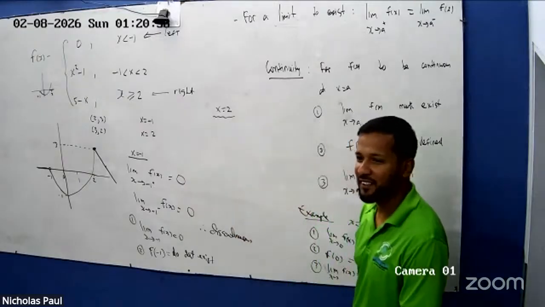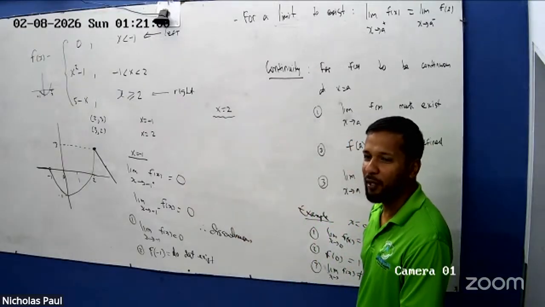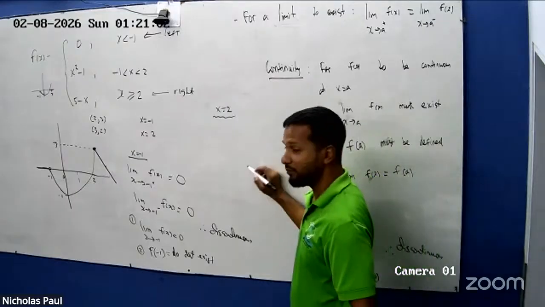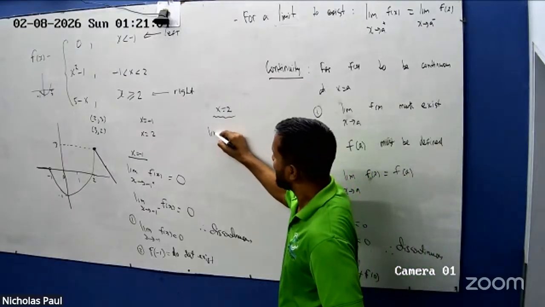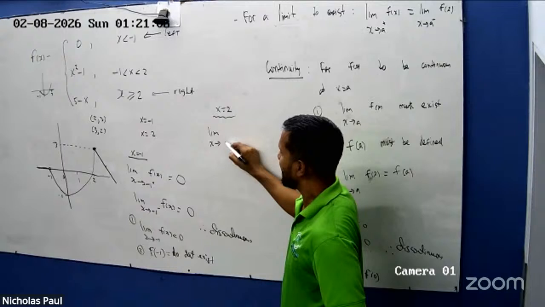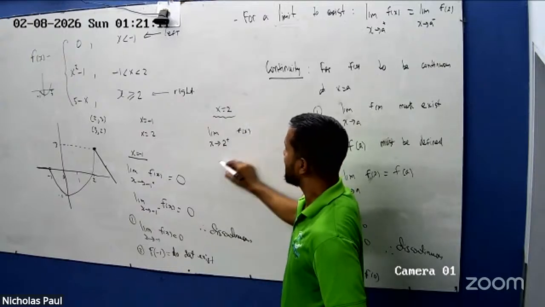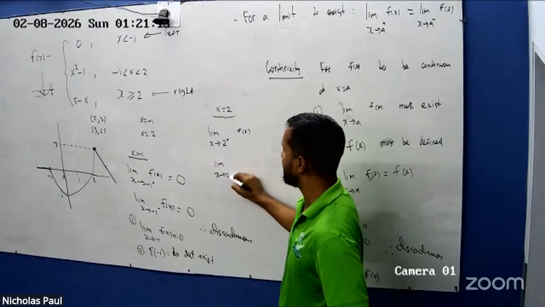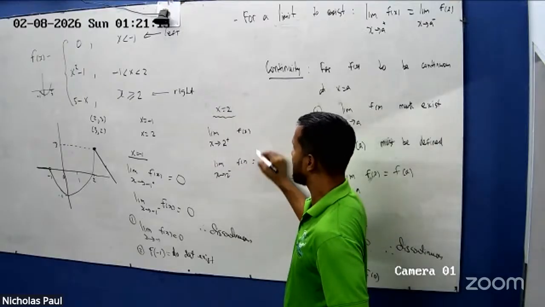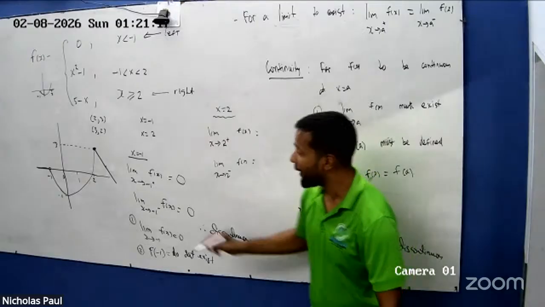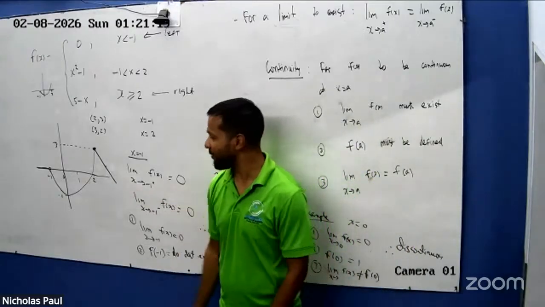Right? x equals 2. Let's pick on Joshua. If you approach 2 from the right, and if you approach 2 from the left. Approach 2 from the right and the left. Tell me what you get.